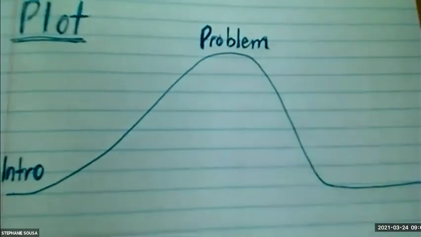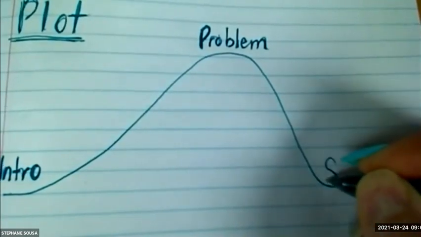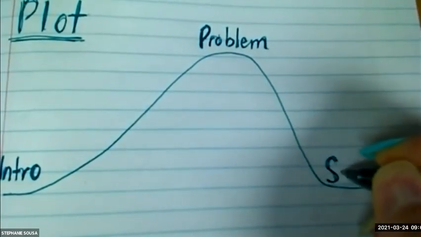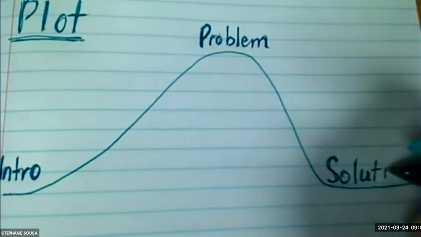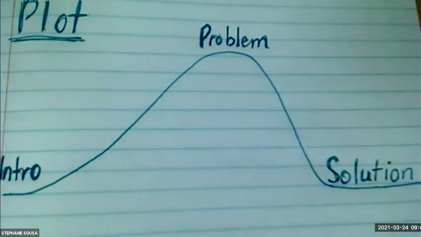Finally, over here at the end, we've got the solution. And we say solution rather than happy ending because we know that not all stories, not all texts end happily, right? Think about the ant and the grasshopper text. The grasshopper had to go back into the cold with no food. We know he probably didn't survive. That is not a happy ending, okay?